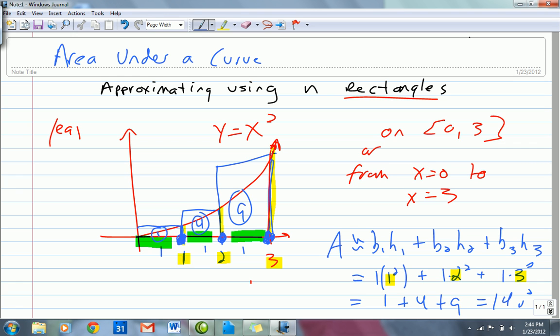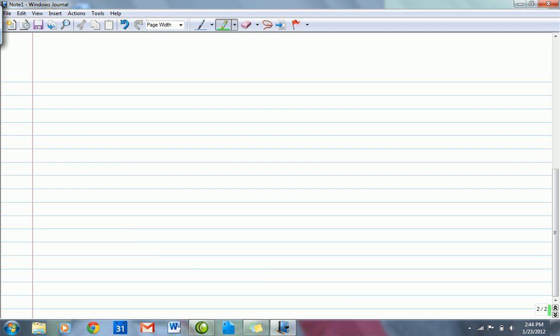Okay? In theory, to make this a better approximation, note that this is an over approximation, essentially because of this void area, this extra area up there. So the definite area underneath x squared from 0 to 3 is less than 14, I'm sure of that. So to get a better approximation, I'm just going to use more rectangles.